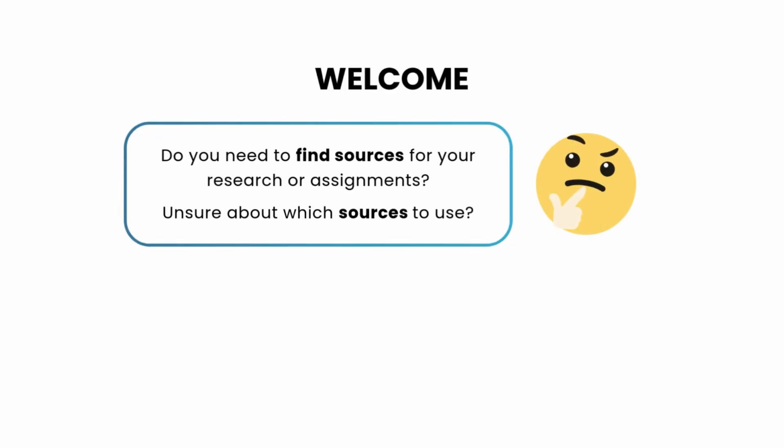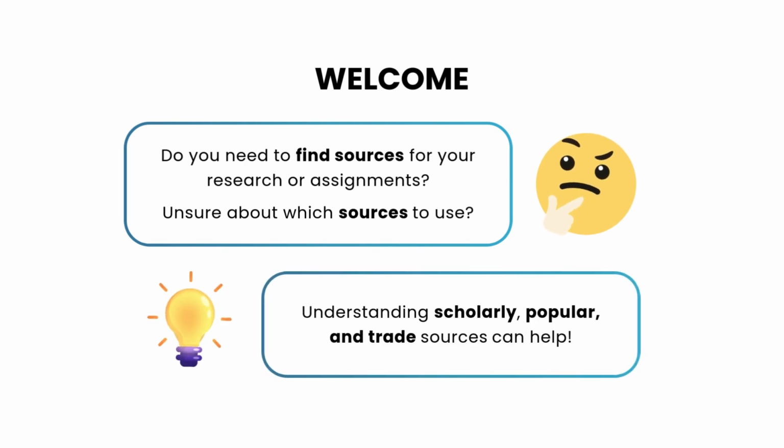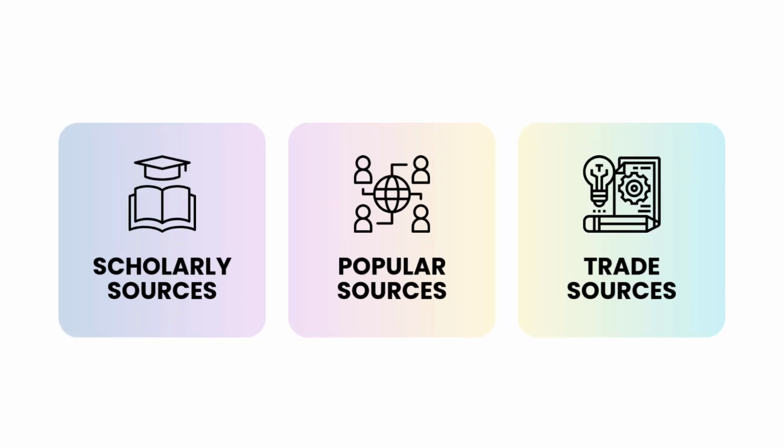Need sources for your research or assignments, but not sure which ones to use? You're not alone. Figuring out what counts as a good source can feel overwhelming at first. That's where understanding source types comes in. There are three main categories you'll run into most often: scholarly, popular, and trade sources. Once you understand the differences, you'll be able to choose the best sources with confidence.